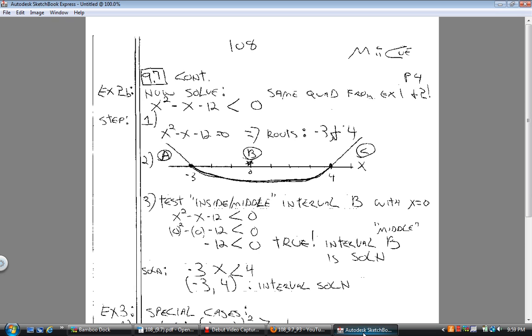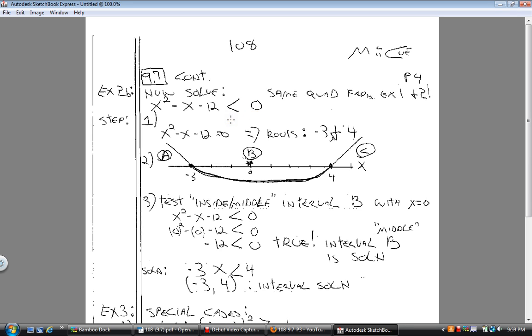Hello students, Mr. McCue back here on page 4 of section 9.7. Here we are going to go ahead and keep working with the same example. I know this is getting just a little bit repetitious, but when you can see the correlation, if you take the quadratic equation x squared minus x minus 12, this time it's going to be less than 0.